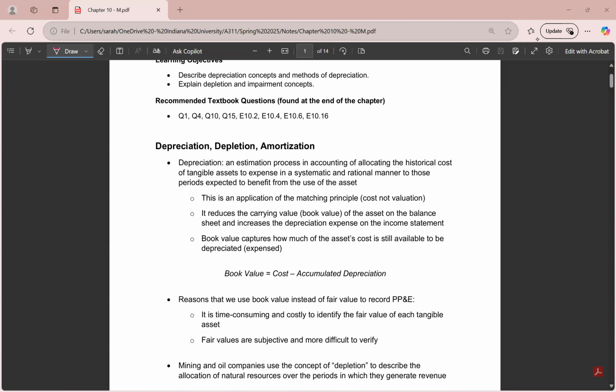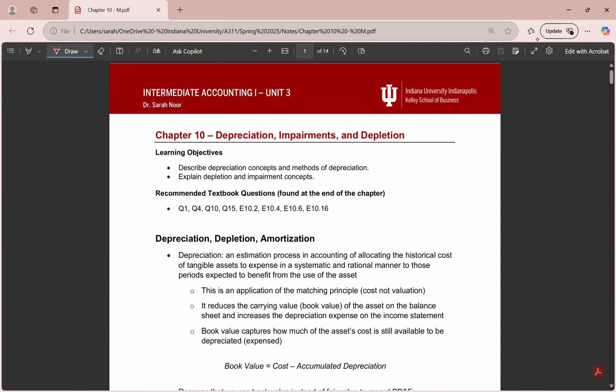Hi everyone. In this video, we're going to be talking about Chapter 10 and specifically the depreciation piece of Chapter 10. So up until this point, we've been talking about long-lived assets and the cost to acquire them, to construct them, and to get them ready for use.